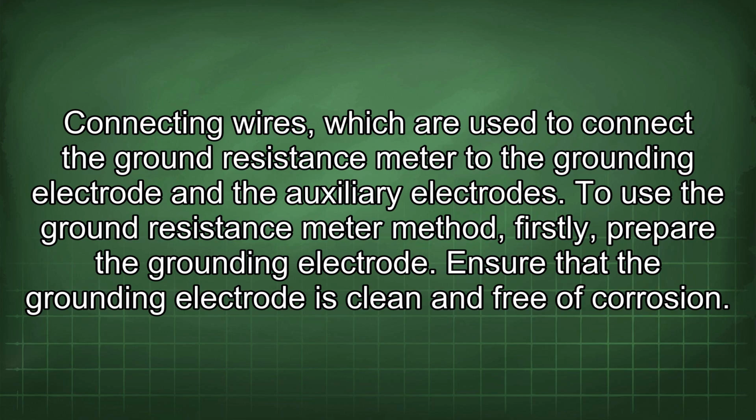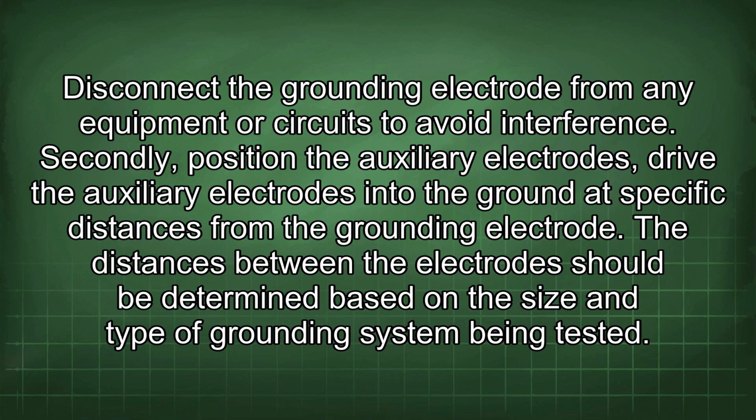To use the ground resistance meter method, firstly, prepare the grounding electrode. Ensure that the grounding electrode is clean and free of corrosion. Disconnect the grounding electrode from any equipment or circuits to avoid interference. Secondly, position the auxiliary electrodes. Drive the auxiliary electrodes into the ground at specific distances from the grounding electrode. The distances between the electrodes should be determined based on the size and type of grounding system being tested.